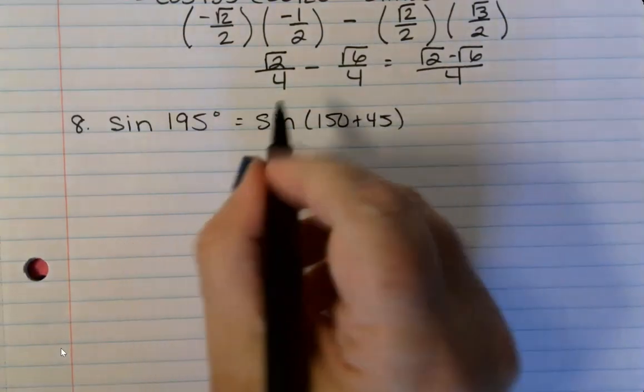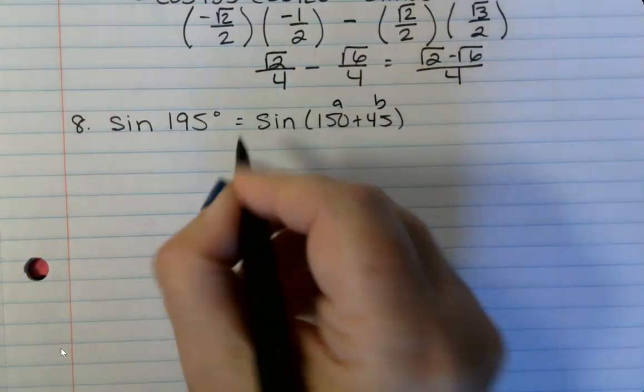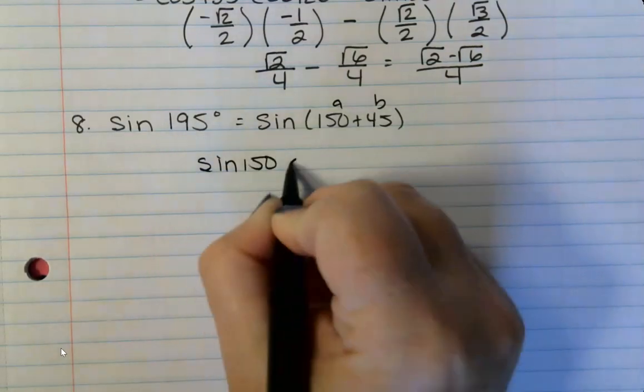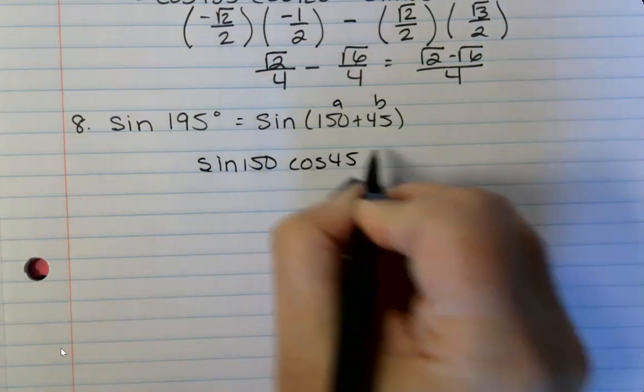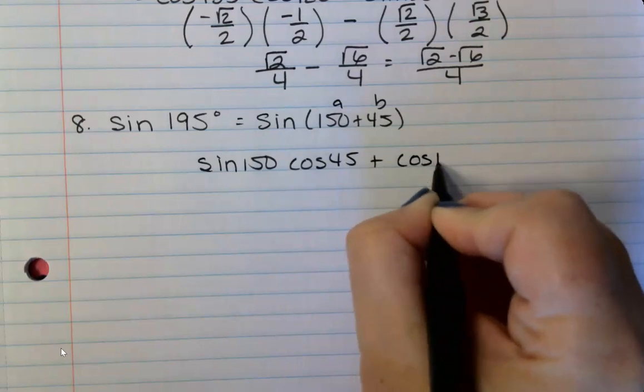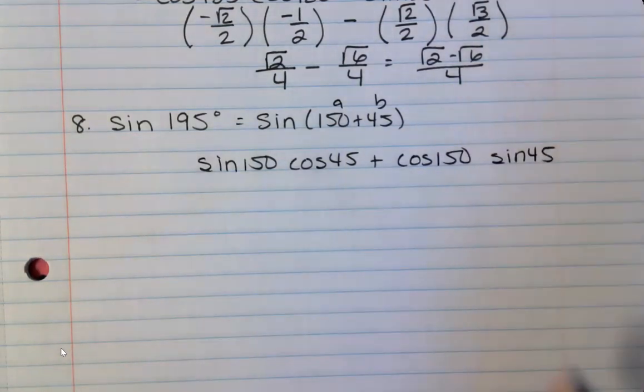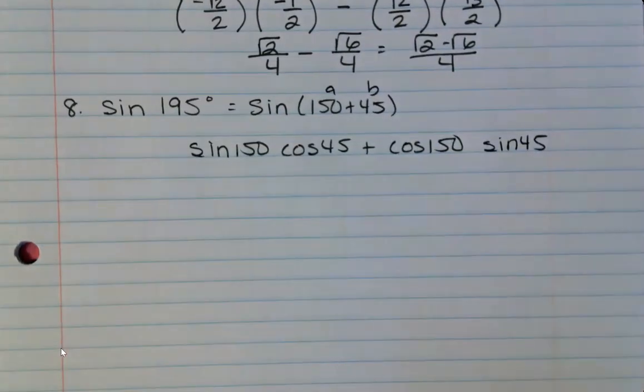Okay, so again, AB. So sine, cosine, cosine, sine. Okay, so this would be, again, the formula that's on your sheet for sum and difference.